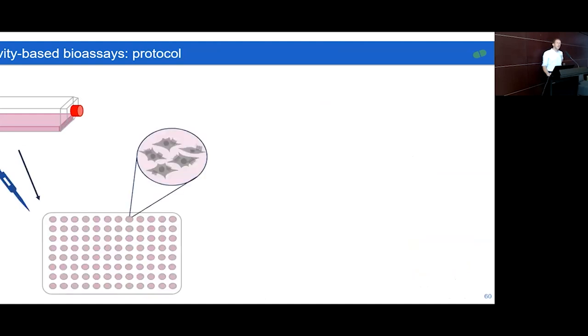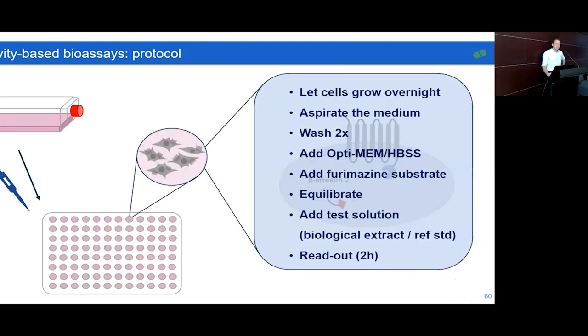We work in 96 well plates. The assay procedure comes down to adding test solutions, which could be biological extracts or reference standards. Then we have a readout of 2 hours, so we can look at multiple samples within this readout of 2 hours. Actually, for real samples, we already get a result within 30 minutes.